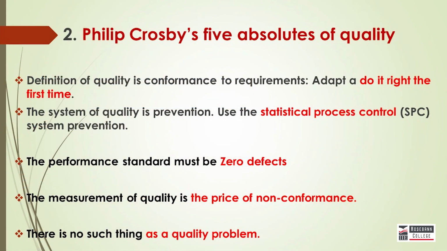The next slide talks about Philip Crosby's 5 absolute rules of quality. It defines quality as the conformance to requirements, adapting and doing it right the first time. The system of quality involves prevention, use of statistical process controls. The performance standard must be 0 defects.